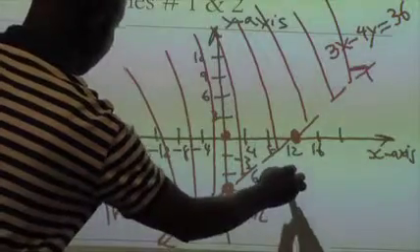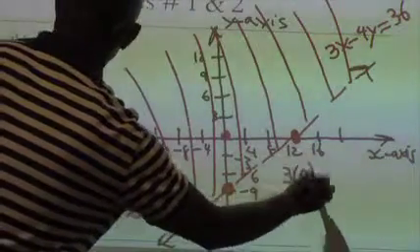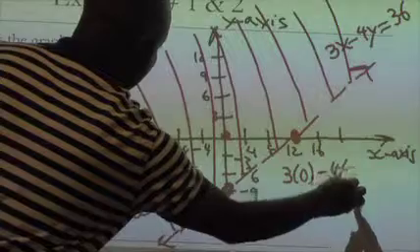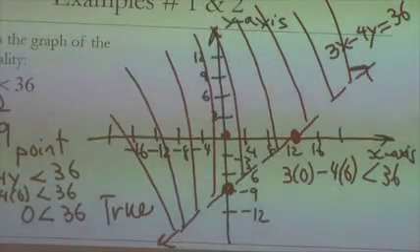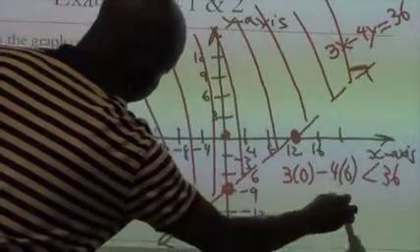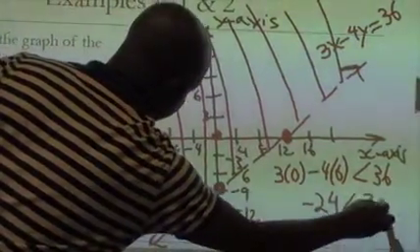I'm just going to try it so that you see. x is 0, y is 6. So I will have 3 times 0 minus 4 times 6, and I want to know whether that result is less than 36. Well, 3 times 0 is 0, and I'm going to have negative 24. Obviously, a negative number is less than a positive number.